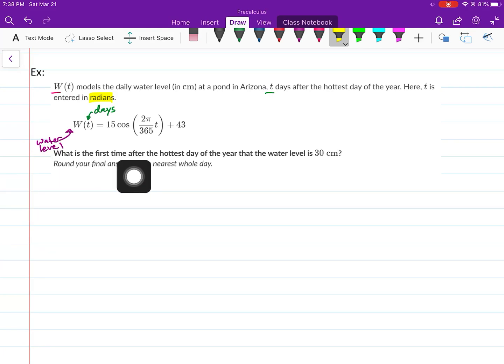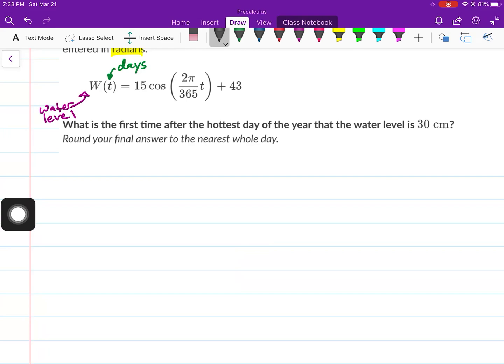So what is the first time after the hottest day of the year that the water level is 30 centimeters? So remember t is days after the hottest day. So basically what's the first time that W is 30 is what this is saying. So what we're going to do is go ahead, it's easier than it seems. We're going to substitute in the 30 for W.